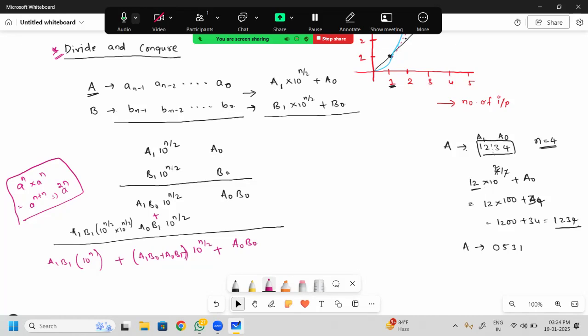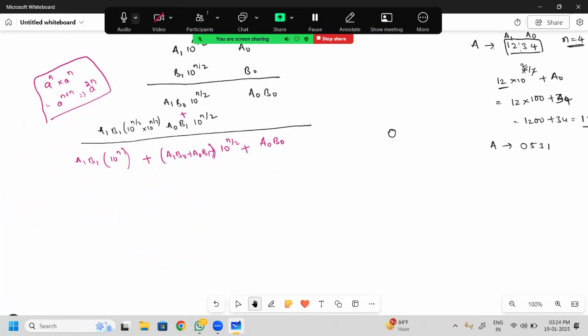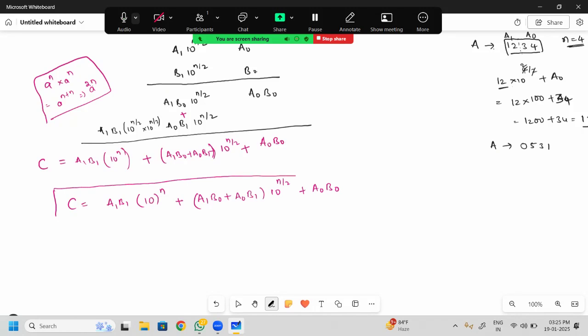So how has our equation been modified? Example: this total result is capital C. C, I am going to rewrite as A1 B1 into 10 to the power of n, plus A1 B naught plus A naught B1 multiplied with 10 to the power of n by 2, plus A naught B naught. This is the way you need to perform large integer multiplication, which is going to reduce the time.